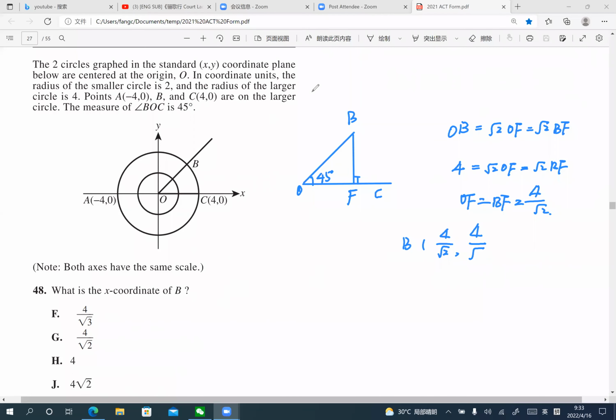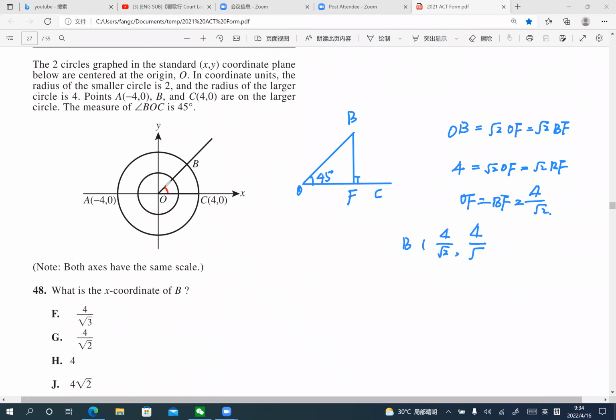Question 47. The two circles graphed in the standard xy-coordinate plane below are centered at the origin O. In coordinate units, the radius of the small circle is 2, and the radius of the larger circle is 4. Points A (-4, 0), B, and C (4, 0) are on the larger circle. The measure of angle BOC is 45 degrees. Question 48, what is the x-coordinate of B?